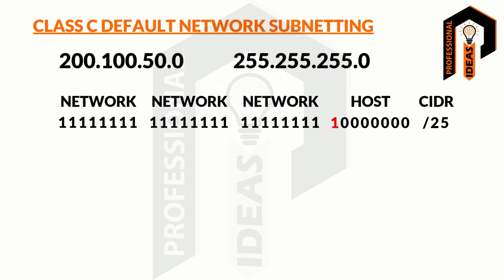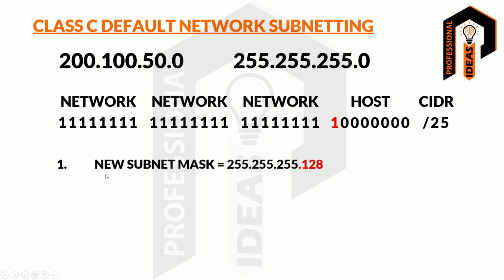To understand subnetting, carefully note down the following steps. Step number 1, our new subnet mask will be 255.255.255.128 as the spot value of the borrowed bit is 128. Step number 2, the number of subnets will be 2 raised to power 1 because we have borrowed 1 bit and that will be equal to 2, so we will get 2 subnets.